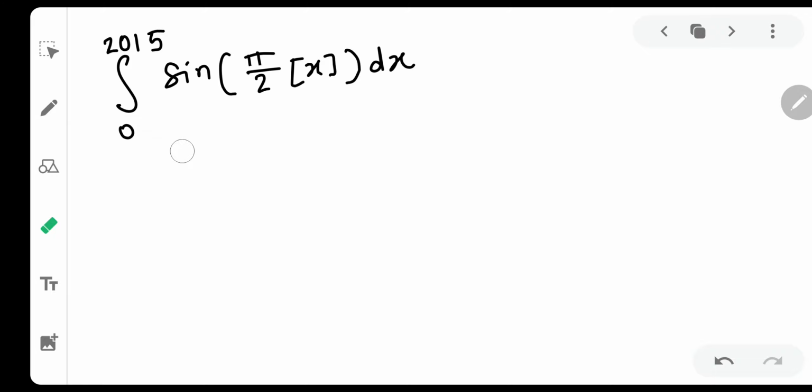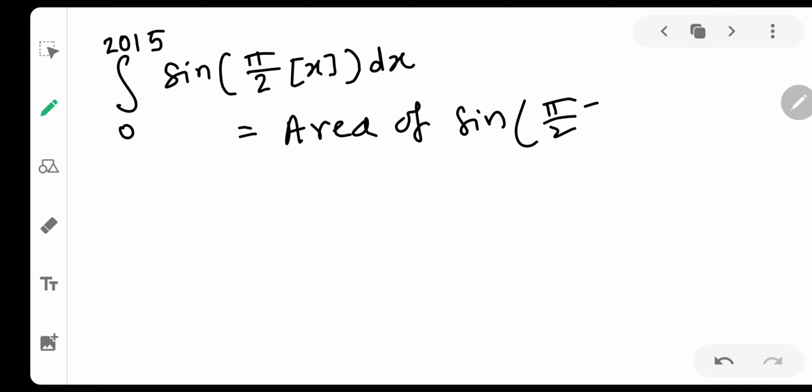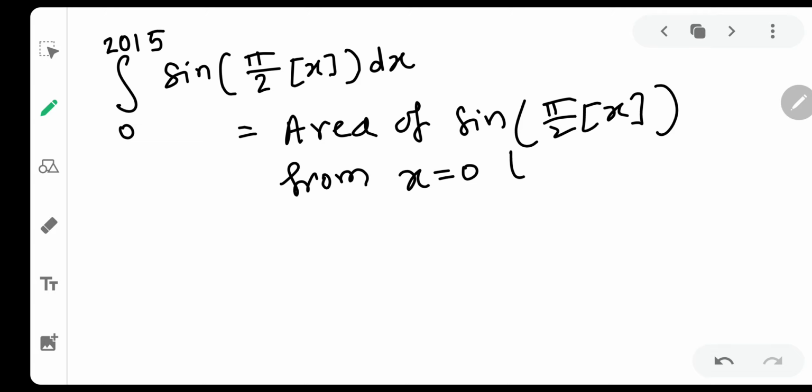Now the actual meaning of this particular thing is nothing but the area of sine of pi by 2 GIF x from x equal to 0 to x equal to 2015. This is the meaning of this integration. Very simple. So basically we need to calculate the area of sine of pi by 2 GIF of x from 0 to 2015. So how to deal with it?